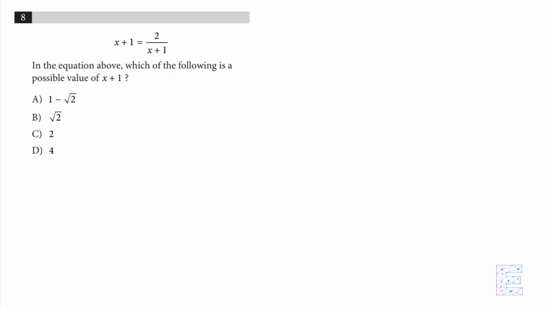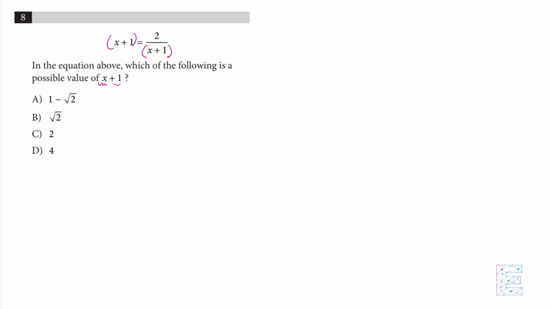In the equation above, which of the following is a possible value of x plus 1? So to be able to answer this question, we first of all have to figure out what x is, and once we know what x is, we can add 1 to it, and then look for the correct answer from this. So we need this equation to help us figure out what x is. Now, one big issue that we can see is the variable we are trying to solve for, which is x, is a denominator. That's never good.